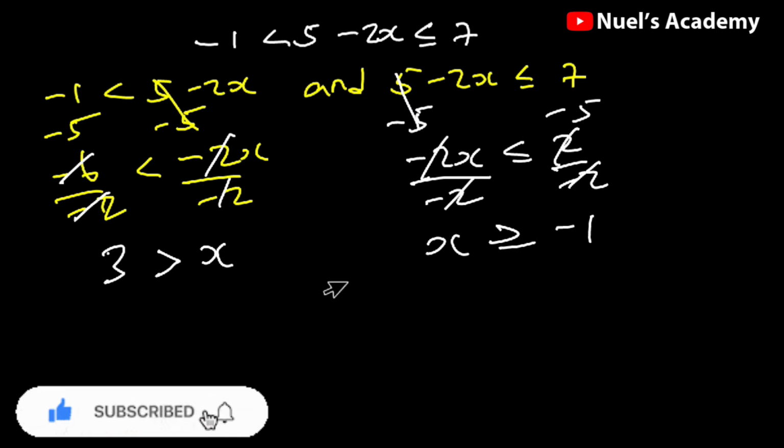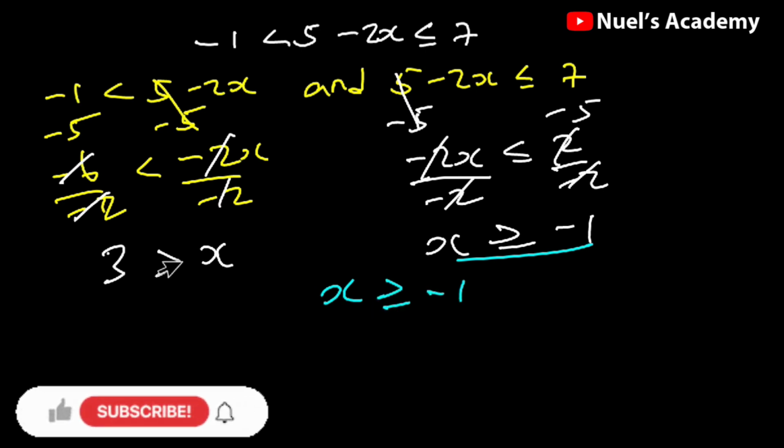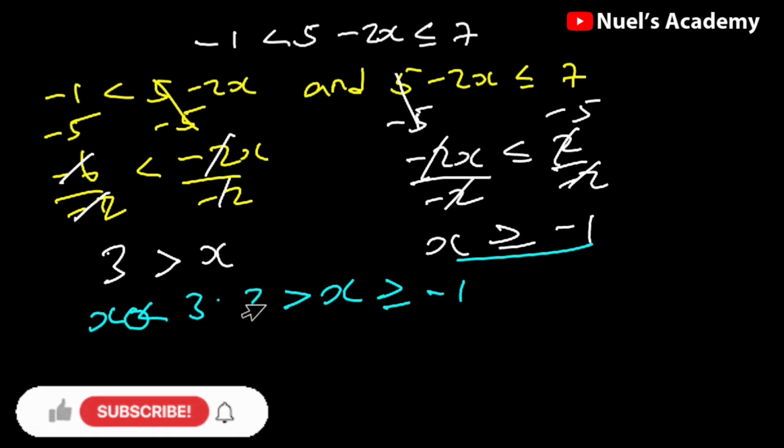So let's combine the answers. This part says that x is greater than or equal to negative 1. Then this part, this 3 is greater than x, means that x is less than 3. So x is less than 3. If you want to write it here, it's going to be x. Note that this part of the inequality sign is facing x, so we're going to write it the same, and then 3. This open part is facing this 3. So this is the best way to combine it.